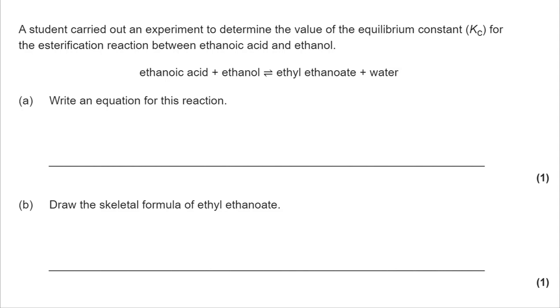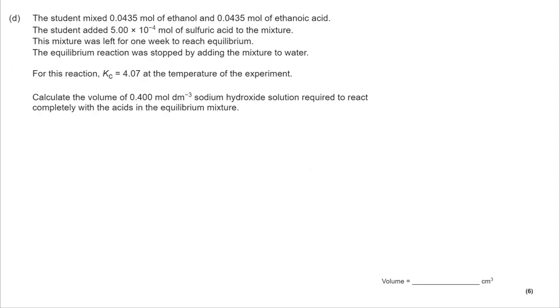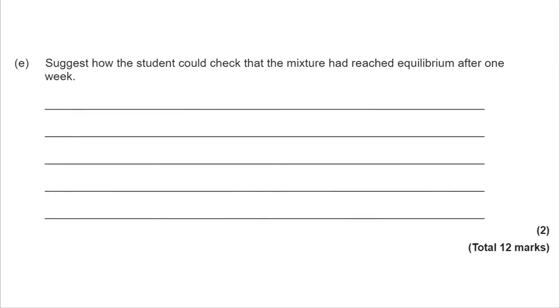This is an AQA A-level chemistry question, predominantly based around the kinetics and equilibrium topics, with a little bit of organic thrown in. So try each section, pausing as you go, and then review your answers. Here's parts A and B, part C, part D, and finally part E. Total of 12 marks available.